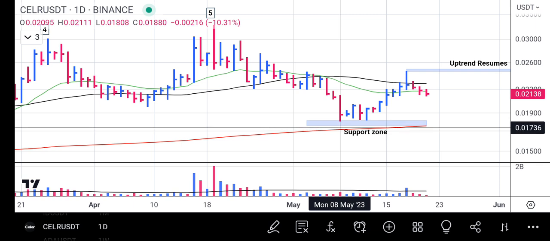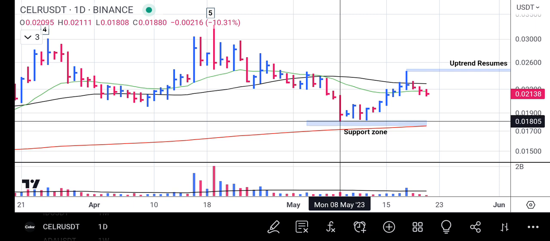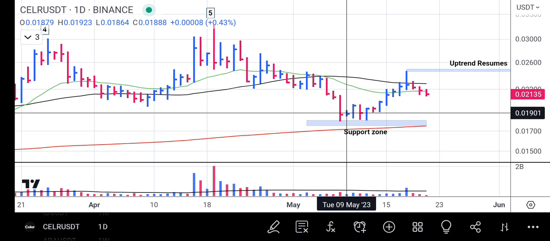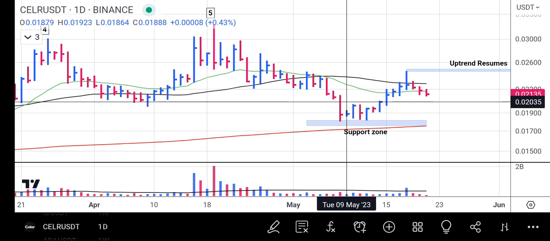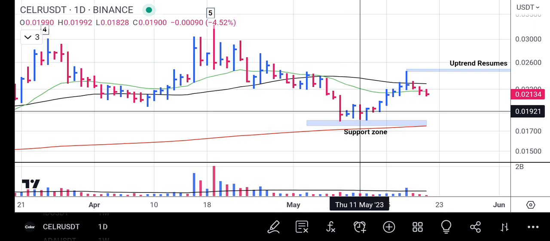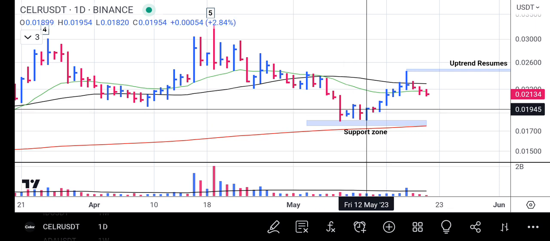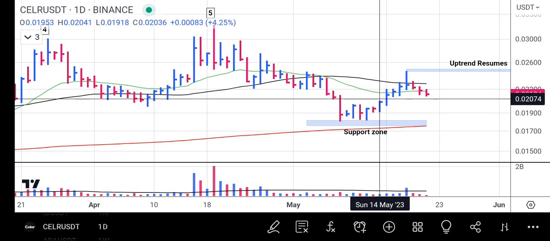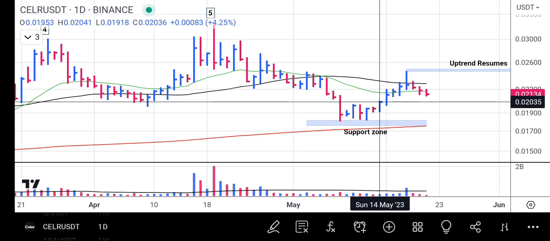This exhaustion bar marked the low point on Celer network, which creates another support zone just above the 200-day moving average. And from there, it has some inside bars. Let me count the inside bars. 1, 2, 3, 4, 5, and 6. It has around 6 inside bars.